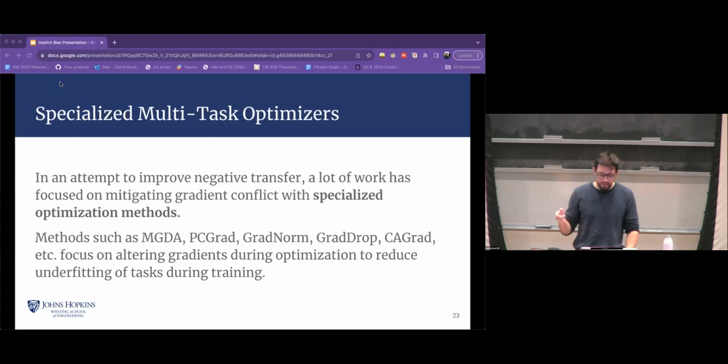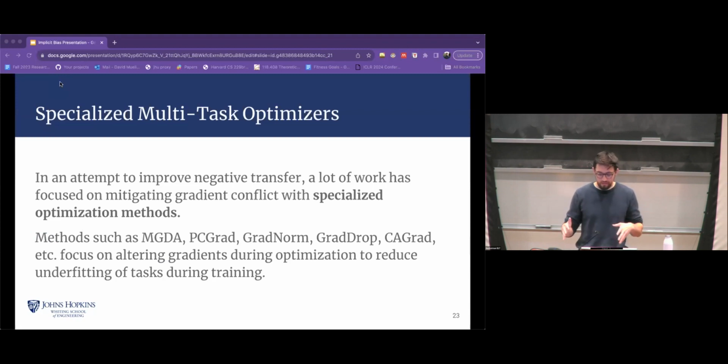So given that we believe that task conflict is leading to underfitting, which is leading to negative transfer, there's been a lot of recent work that has tried to address task conflict by altering the gradients that we use during optimization, right? So a few examples of these would be MGDA, PCGrad, GradNorm, GradDrop, CAGrad. Can you see a theme here? Most of these methods are focused on either balancing the rate at which tasks are learned or directly altering the gradients to step in directions that are less conflicting across different tasks, right?